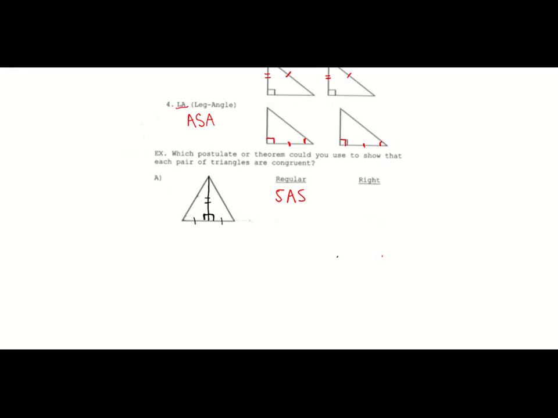If I'm using a special right triangle theorem, I could use leg, because both of my legs in those right triangles are congruent. My hypotenuse is on the outside, and I'm not given that those are congruent, so that is why I'm using leg.